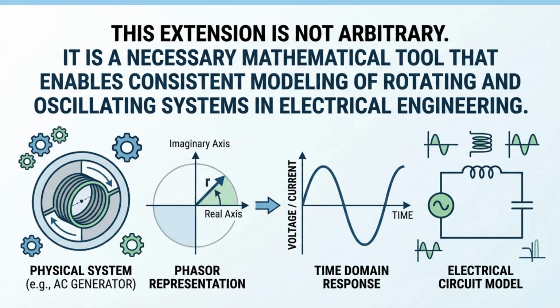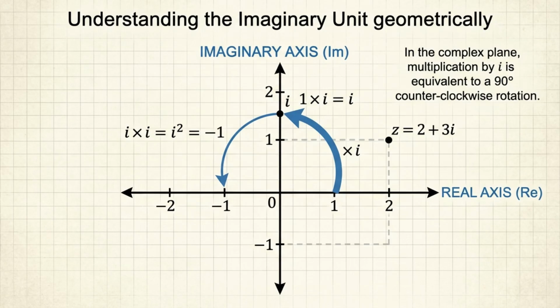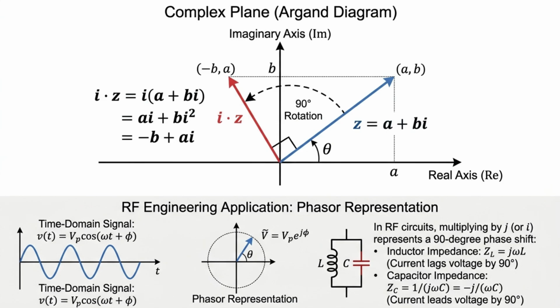This extension is not arbitrary. It is a necessary mathematical tool that enables consistent modeling of rotating and oscillating systems in electrical engineering. The imaginary unit is best understood geometrically rather than algebraically. In the complex plane, the real axis represents horizontal movement, while the imaginary axis represents vertical movement, forming a two-dimensional coordinate system. A value multiplied by the imaginary unit corresponds to a 90-degree rotation in this plane.